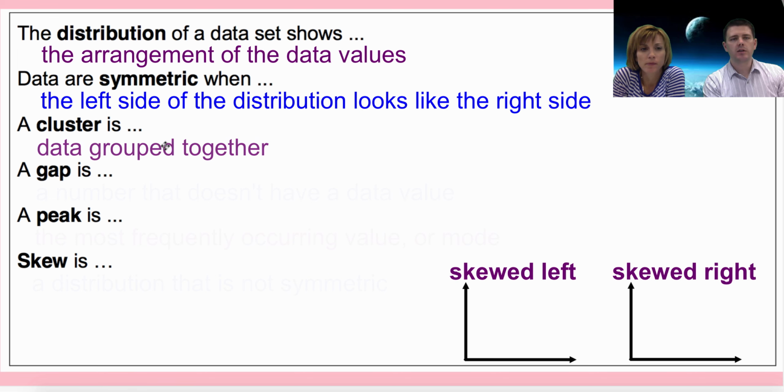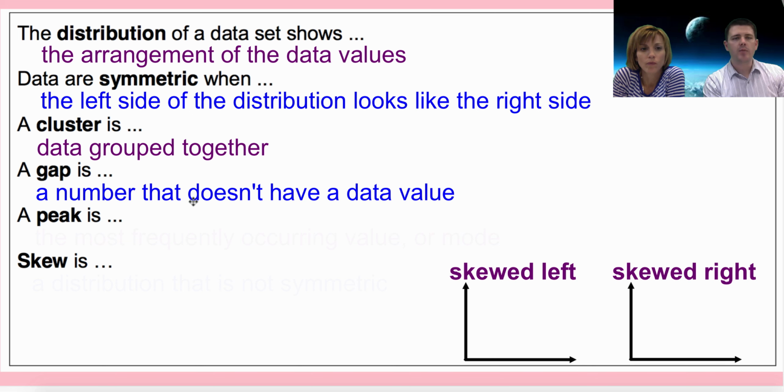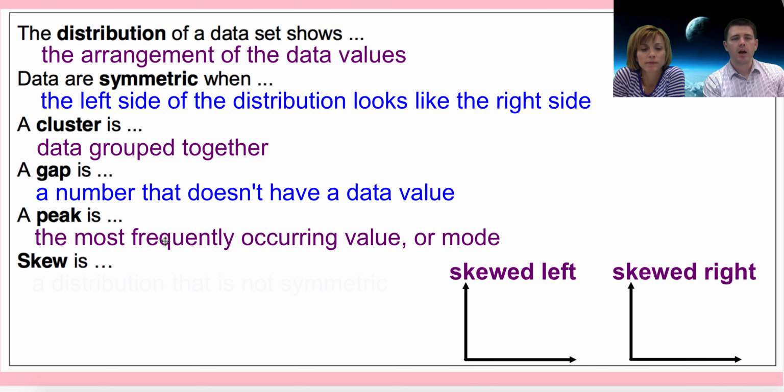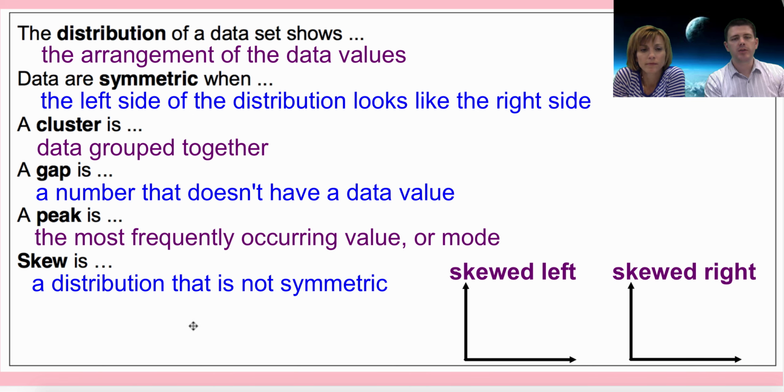A cluster is data that's grouped together, so a whole bunch of data values that fall in a short little range. A gap is a number that doesn't have a data value. A peak is the most frequently occurring value, or the mode. So on a line plot, we would look for where we have the highest point in our graph. And then skew. Skew talks about the shape of it. It's a distribution that is not symmetric, so it's not evenly drawn.